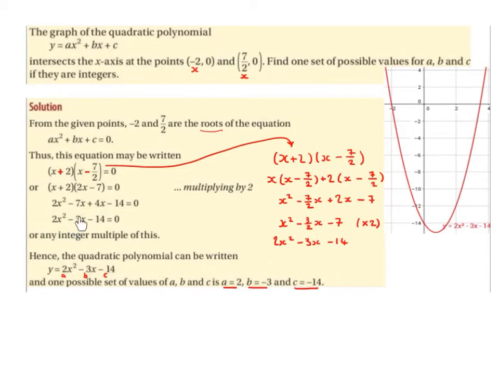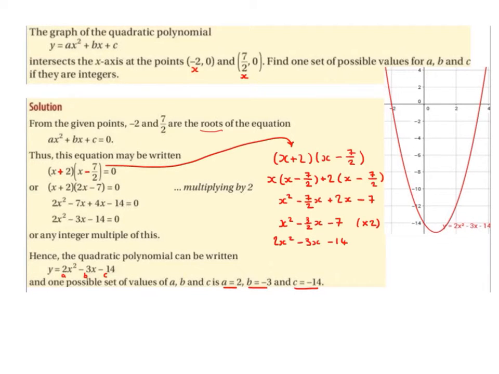So we get 2x squared minus 3x minus 14 is equal to 0, which is what we had over here, or any integer multiple of this. Hence, the quadratic polynomial can be written y equals 2x squared minus 3x minus 14. So if we label a, b and c, one possible set of values is a is equal to 2, b is equal to minus 3, and c is equal to minus 14.